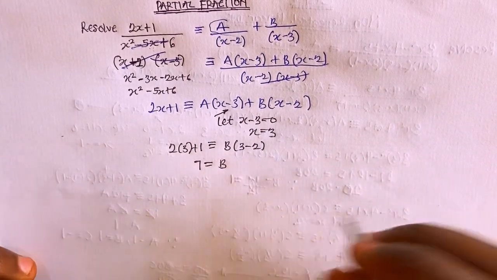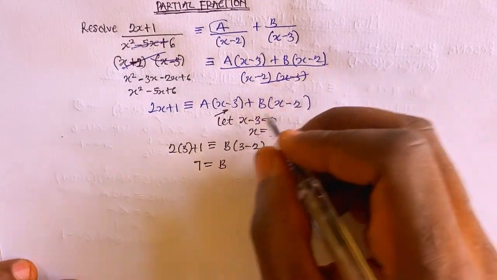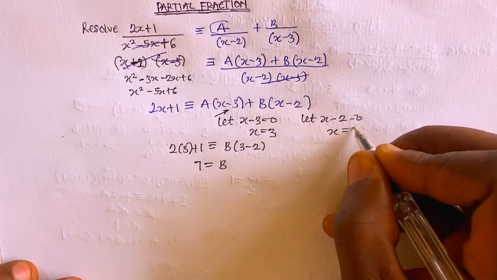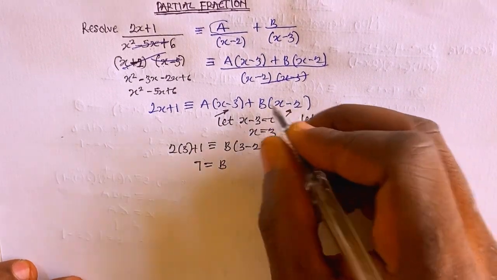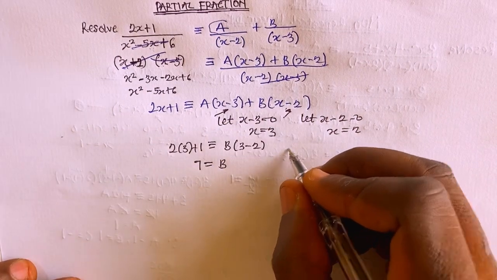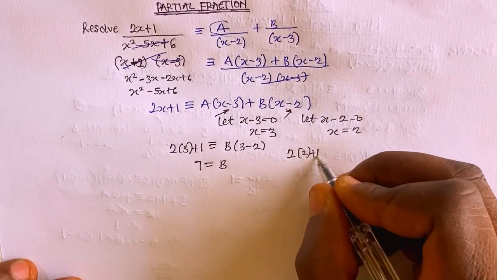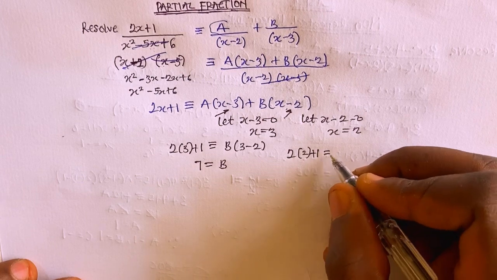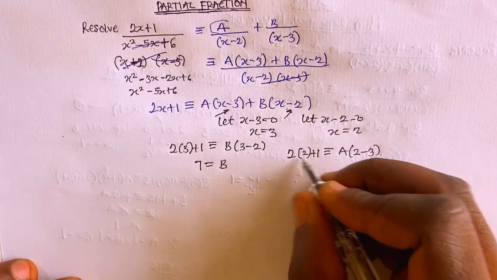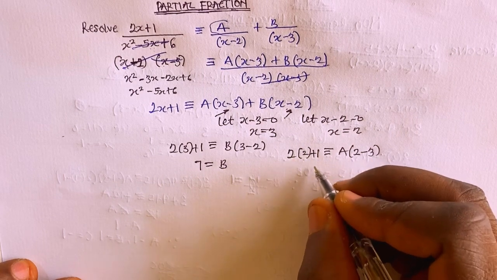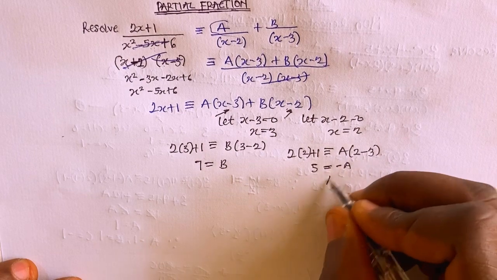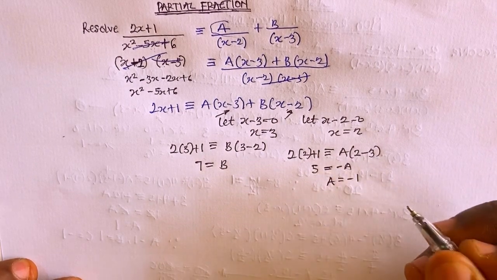Then similarly, I can come back here and say let x minus 2 equals 0, then x equals 2. If I plug in 2 here, everything with B is going to be 0, then I have 2 into bracket 2 plus 1 equivalent to A into bracket 2 minus 3. This is 2 multiplied by 2, so 5 is equal to minus A, then our A equals minus 5.